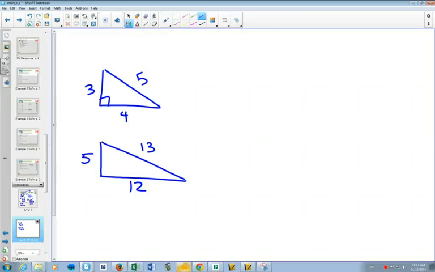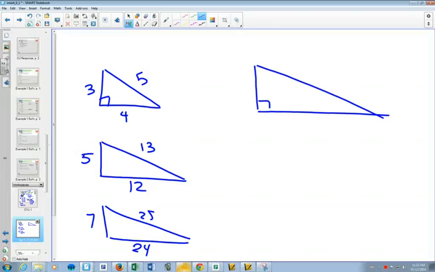You can just watch. What I'm going to get you to do is see if you can figure out a pattern. I'm going to draw the next one, 7, 24, 25. And then I'm going to leave things blank on this one and tell me what patterns you see and what you think will be the next.